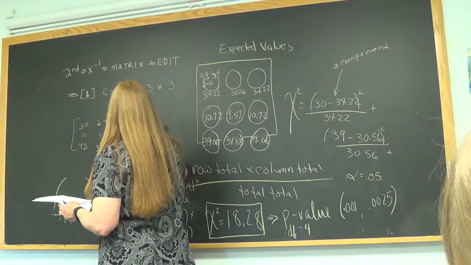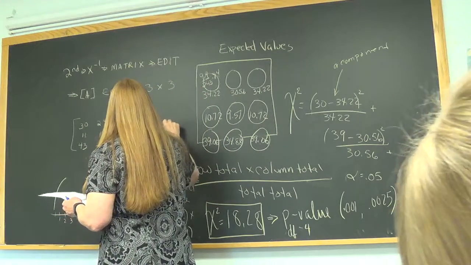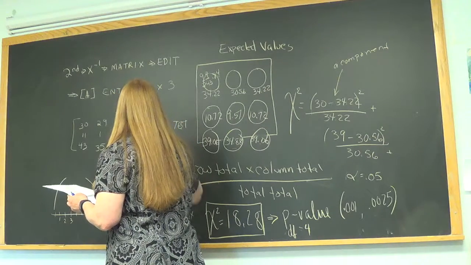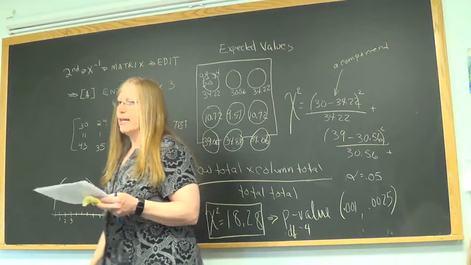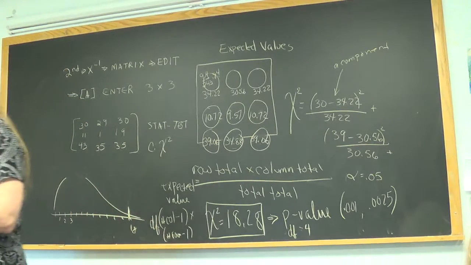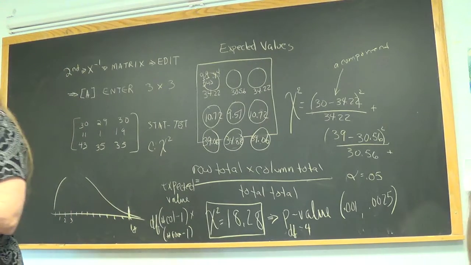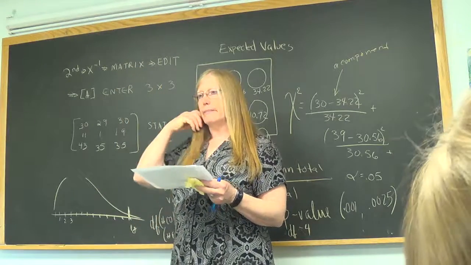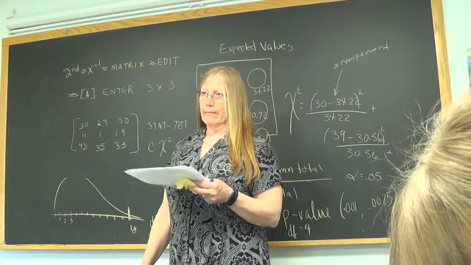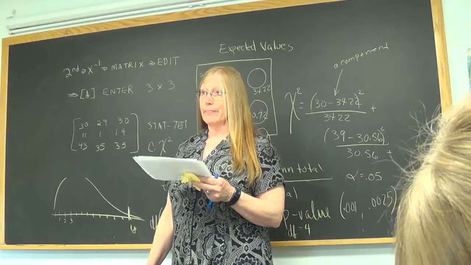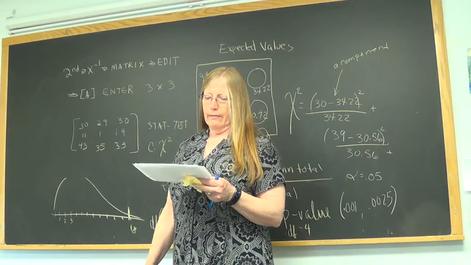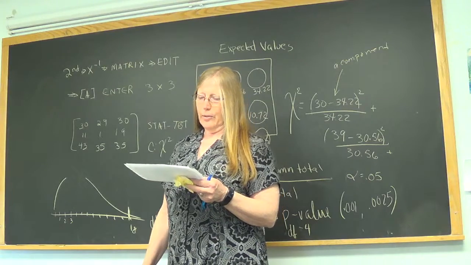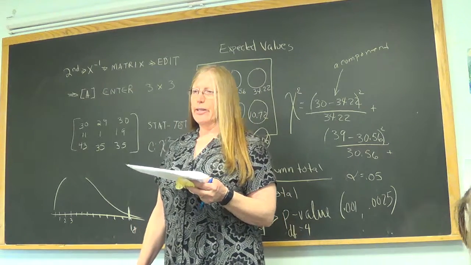I want you to go to stat test, and you're going to go down to C, which is the chi-squared test. It's not the GOF. We already used that test; there's no letters. It's called chi-squared test. Yes, C. That's a chi. That just looks like an X. Chi-squared test.